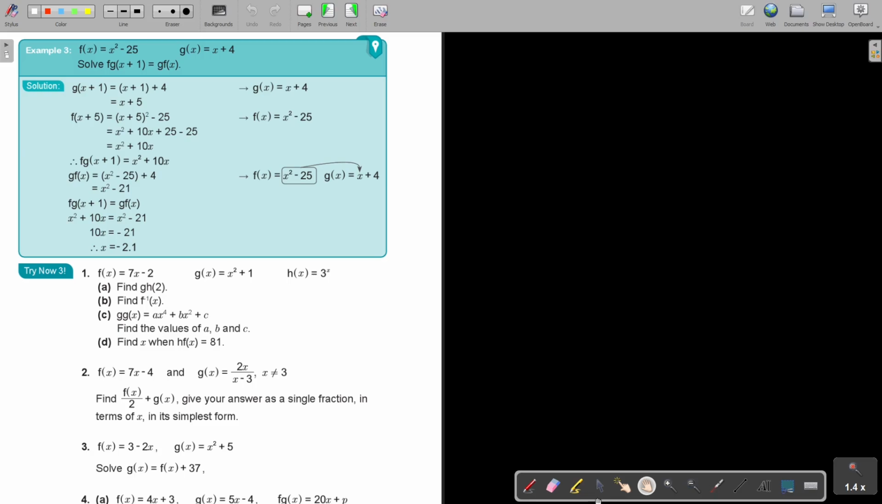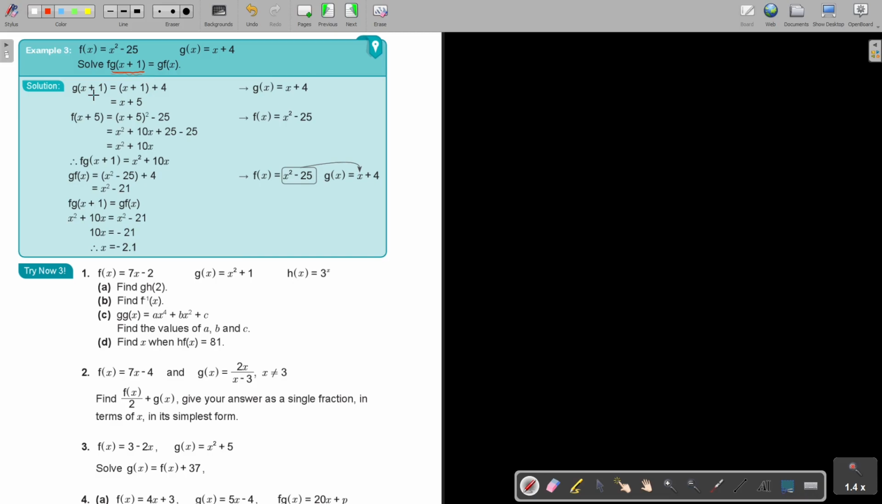f(x) equals x squared minus 25. g(x) equals x plus 4. Solve f(g(x)) plus 1 is equal to g(f(x)). Okay, so it's just an equation. So what am I going to do? Because I always start from the back, I'm first going to get this side.